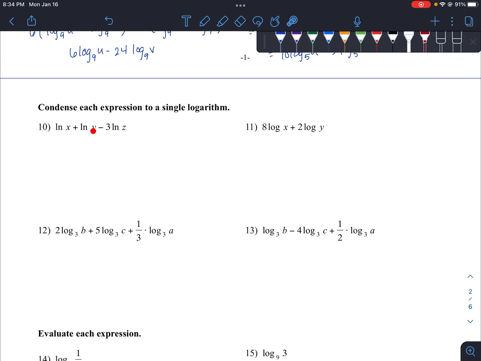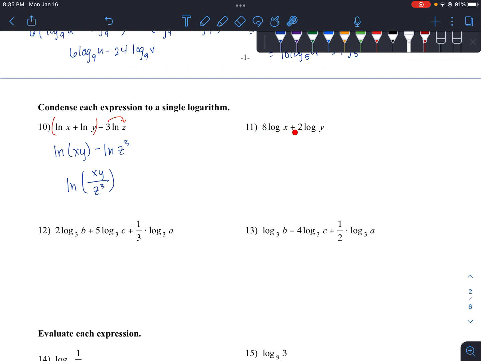I have a natural log of x, natural log of y. With these right here, I can combine them into one natural log of x times y. So multiplying them into one logarithm. I'm going to take that 3 and move it up to be the power of that z. So this is going to be minus the natural log of z to the third. And then one more time, I want to reduce this into a single logarithm. So this is going to be the natural log of xy divided by z to the third. And there we go.